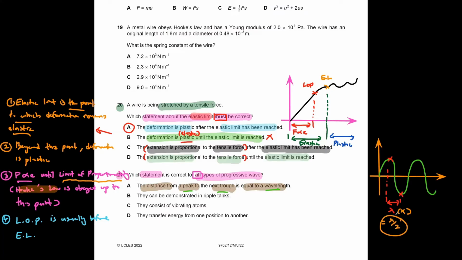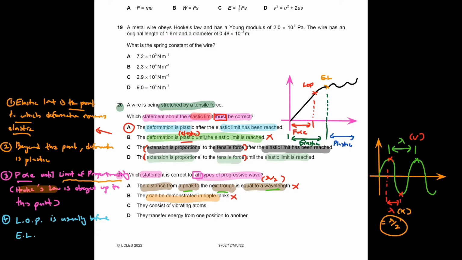This is the correct one. If you want to have a complete wavelength, it should be crest to crest. This one is wavelength. So this one is out. It's supposed to be half wavelength. And then after that, progressive waves can be demonstrated in a ripple tank. This one also is out. Not all progressive waves can be demonstrated in a ripple tank.